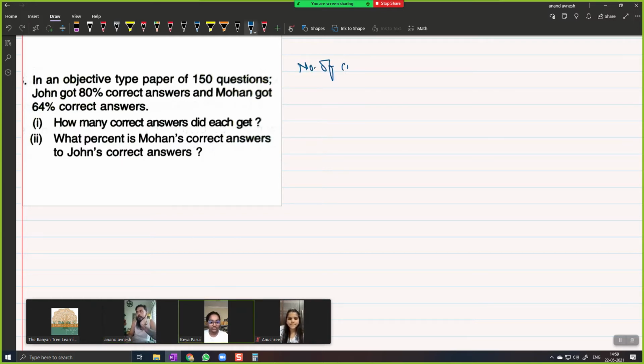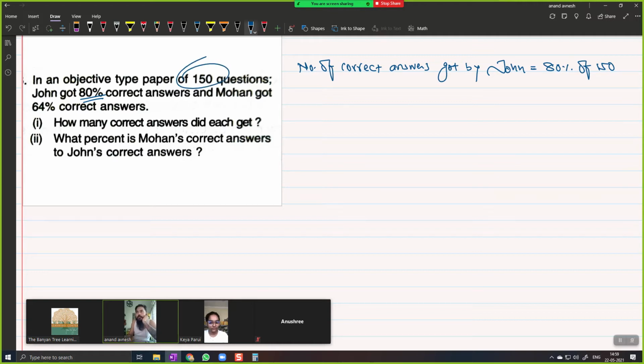Number of marks. There is no need of marks. Right now there are no marks which are asked to find. So number of correct answers got by John, how will you find? 150 minus 80% of 150? Because he got 80% correct answers.